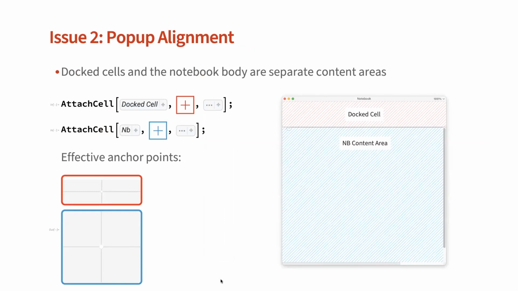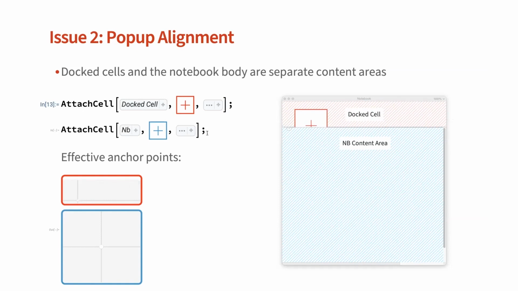So second is pop-up alignment. The reason why this is a pain, as we were talking about, is that the docked cell area and the notebook body area are completely separate content areas. And that has consequences for attached cells. So if I attach this cell here to the docked cell of this notebook, you can see that it is completely confined to that docked cell, and it doesn't bleed over into the notebook content area.